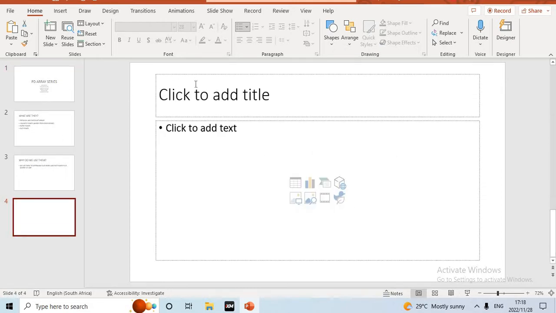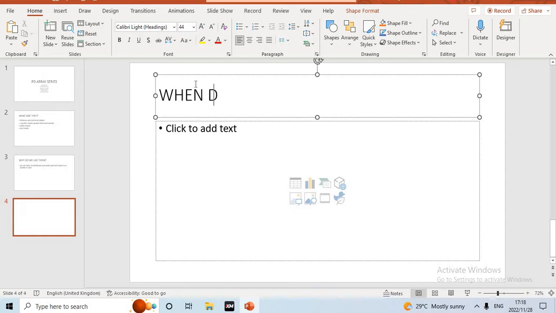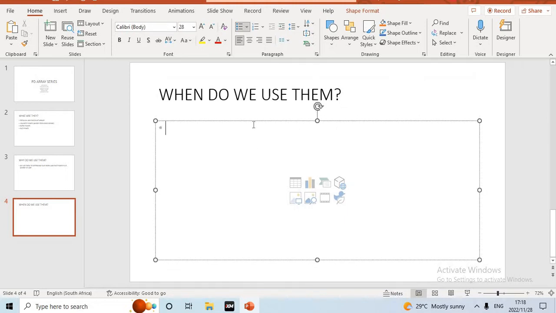When do we use them? We use them between London session or New York session. I like the New York session. I only trade the New York session, by the way, just a disclaimer. So we use them in New York session and London session.